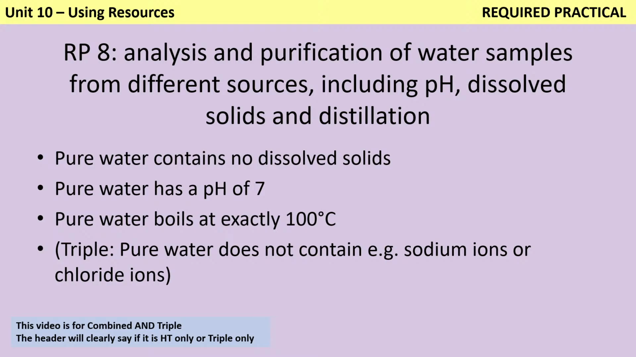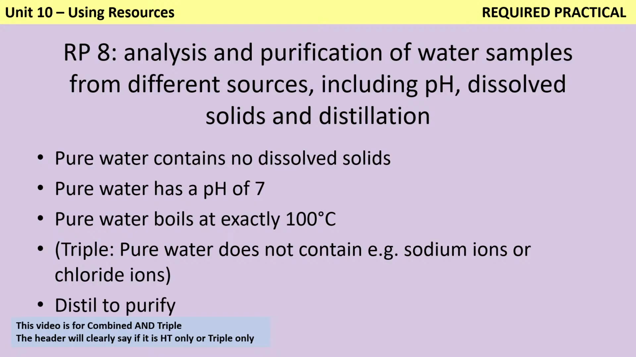And then if you are doing triple, you could also talk about testing for salt by doing the flame test for the sodium ions and the silver nitrate test for the halide ions. If you're doing combined science, those are not in your specification, you're not supposed to know about them. But if you're doing triple, then they could become relevant. So they could kind of join together this required practical with the ion testing one.